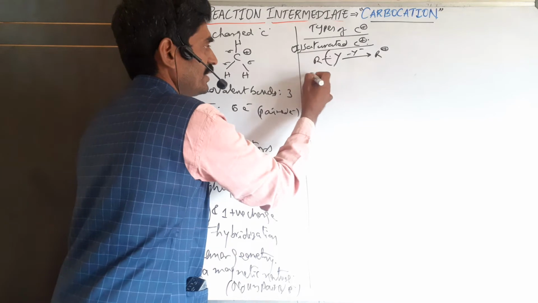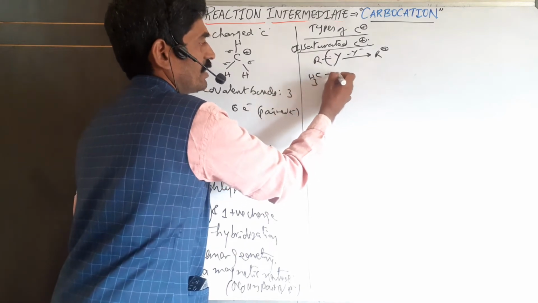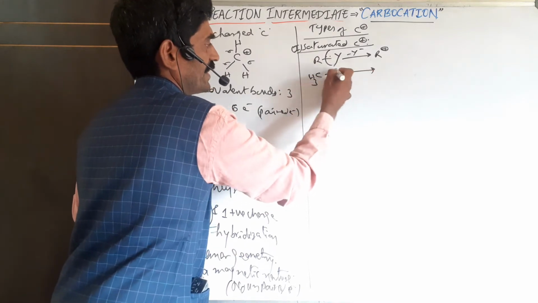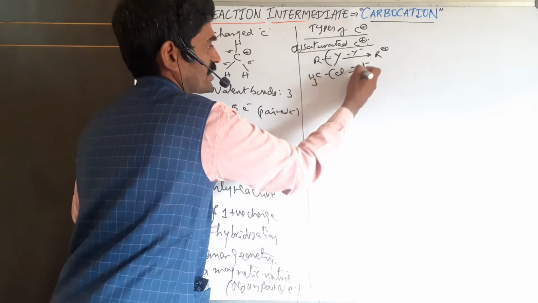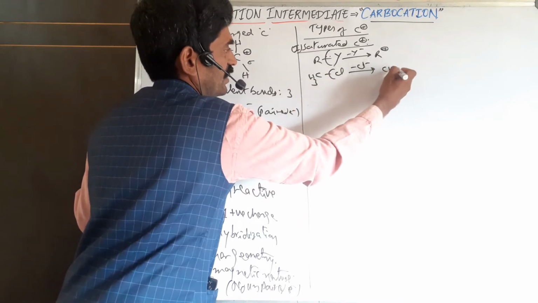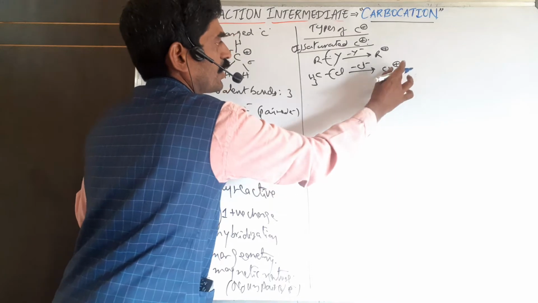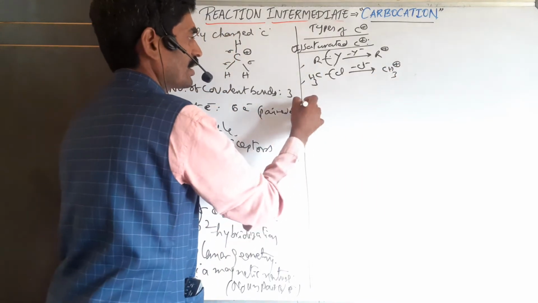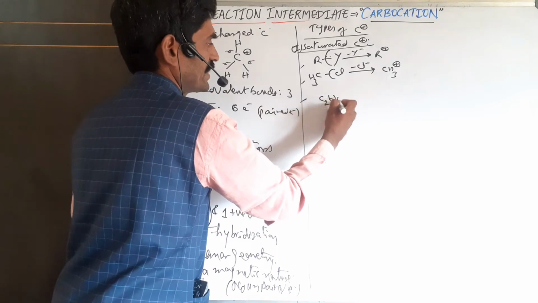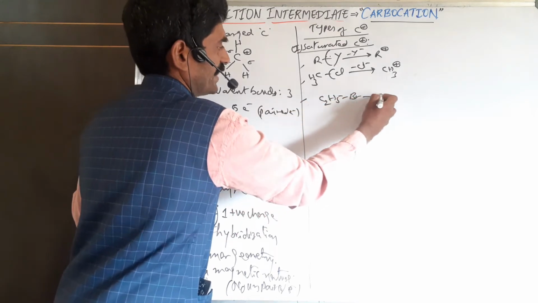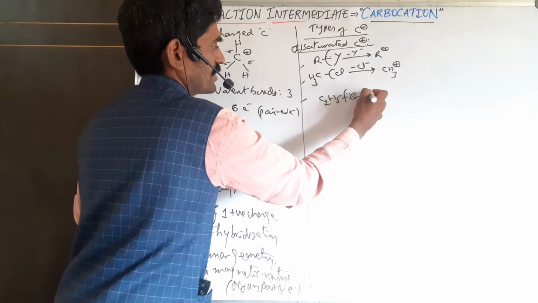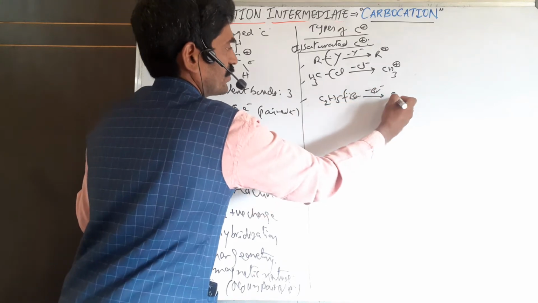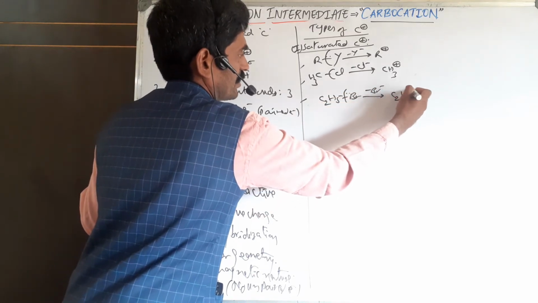If it is methyl, we take CH3Cl. Chlorine takes up 2 electrons and is removed as Cl minus. Then we get CH3 plus, the methyl carbocation. Or if you take C2H5Br, bromine takes up 2 electrons and is removed as Br minus, and you get the ethyl carbocation.